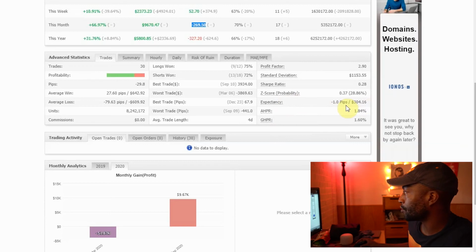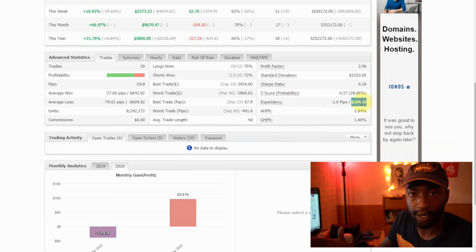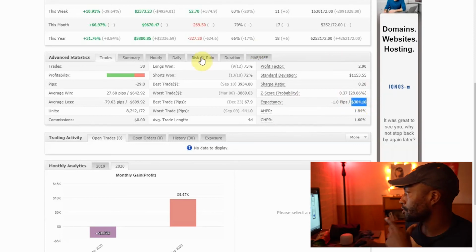Like, for example, again, my expectancy. I'm expected to lose 1 pip per trade, okay? But I'm expected to gain $304 per trade, okay? So imagine that. How do you lose a pip, but you make $300 on that trade? Let me show you one more thing.